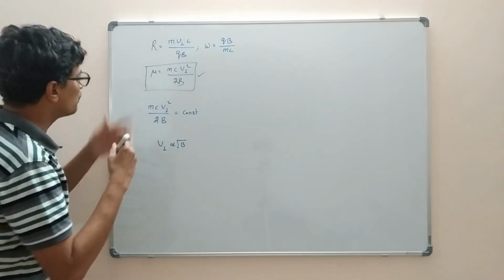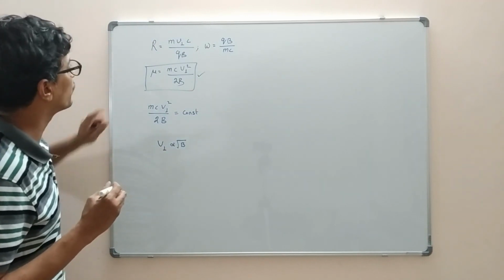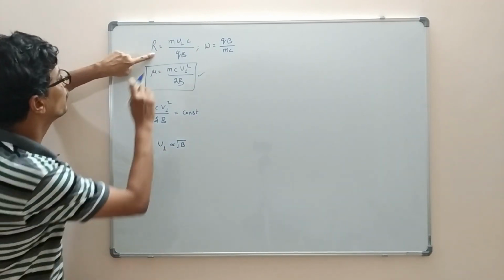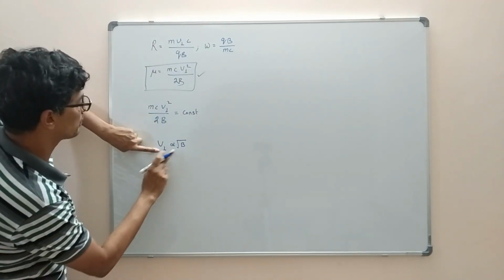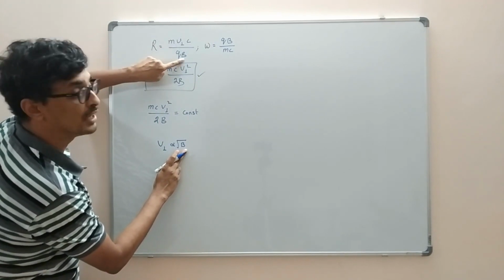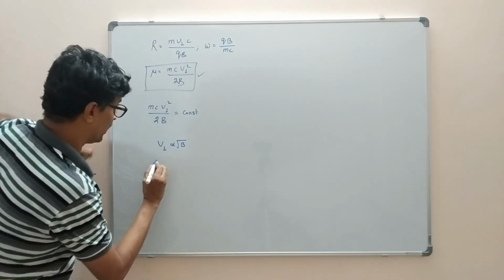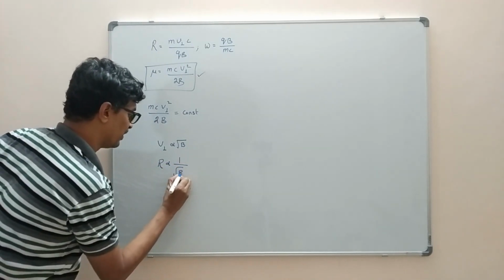So let us have another one also. Now v perp is proportional to the square root of B. So if I put it here, you can always see that R will be inversely proportional to the square root of B. That is, R is proportional to 1 by square root of B.